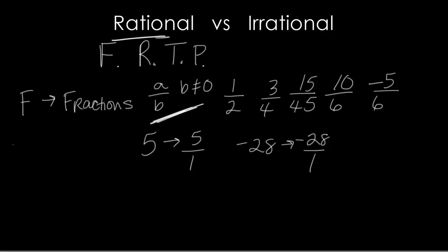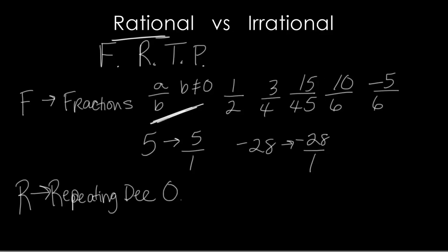What does the R stand for? The R actually stands for repeating decimals. So what's an example of a repeating decimal? Let's say 0.33333, and we keep on going and repeating. We don't sit there and write that whole thing. How do we write that? As 0.3 with a line over the 3, indicating that 3 is repeating.